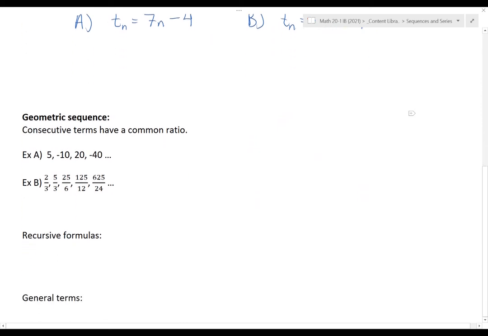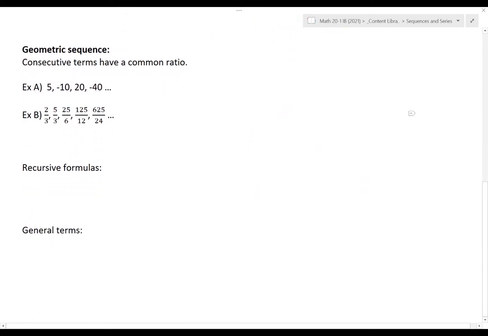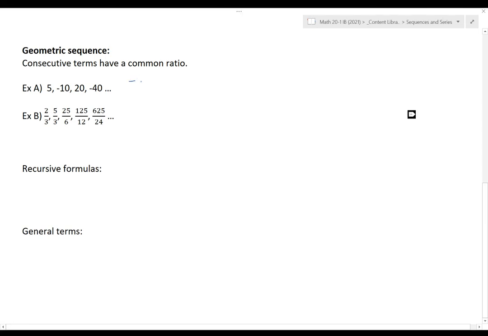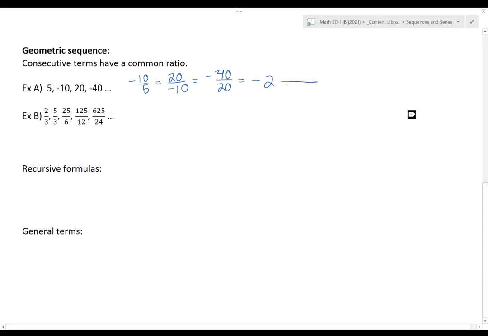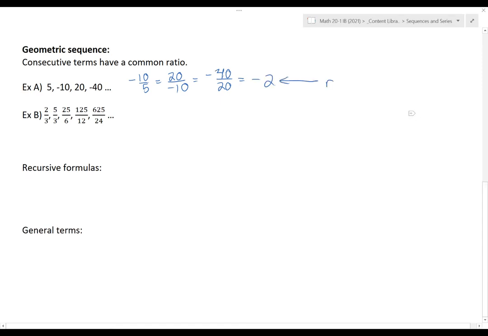A geometric sequence is when our consecutive terms have a common ratio. In other words, if you divide them, you get the same thing. So negative 10 divided by 5 is the same as 20 divided by negative 10, which is the same as negative 40 divided by 20. In each case, we get negative 2. This is our common ratio, which we call R.